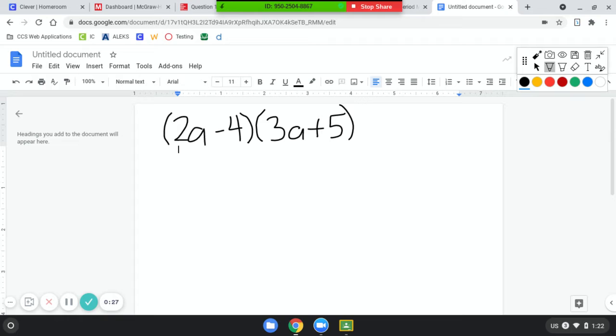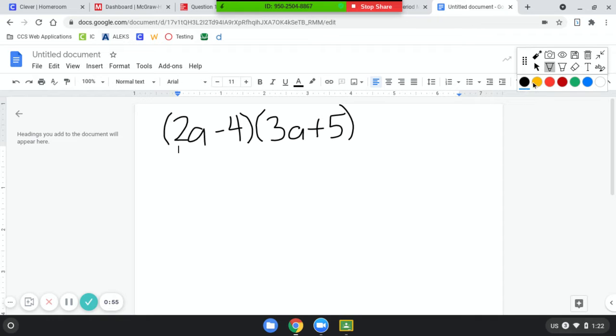Now, when we look inside of the parentheses, 2a minus 4, these are two different terms, so we cannot combine like terms here. Same thing in this parenthesis, 3a plus 5 are not like terms, so we cannot combine those terms. But we can always multiply no matter if they are alike or not. Okay, so we can multiply these.